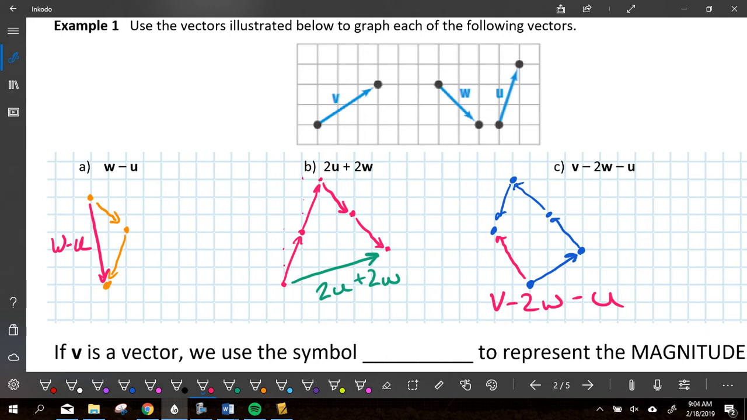Questions with how we do vector addition? I kind of enjoy it. It's a little bit different. You just connect some dots.